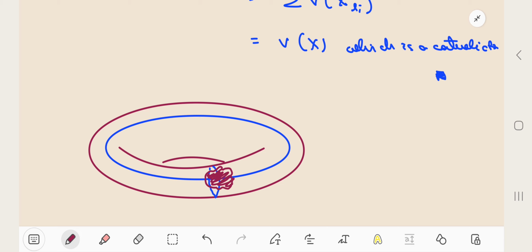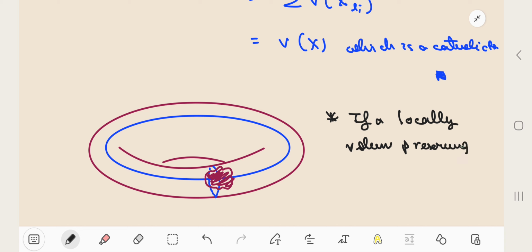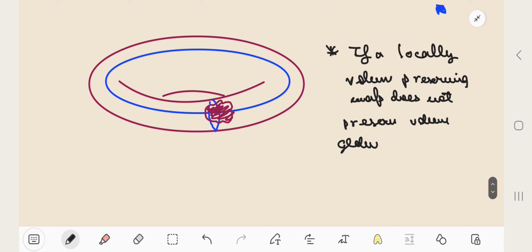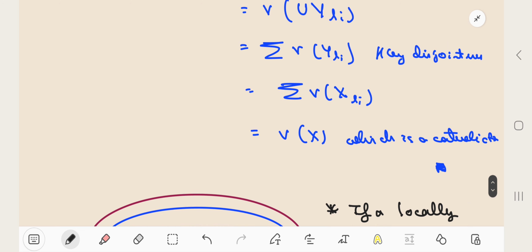So the case which physically follows, and this is our final conclusion, is that if a locally volume preserving map does not preserve volume globally, then it cannot be injective. Clear? Okay.